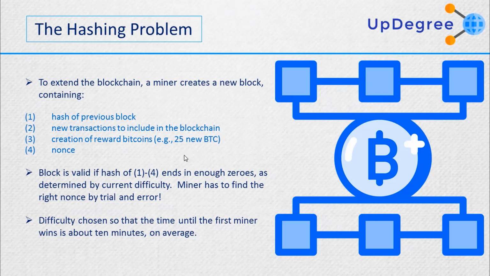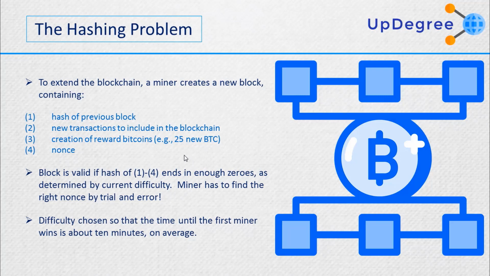We have seen this. To extend the blockchain, this entire process happens on the blockchain. A miner creates a new block containing the hash of the previous block, the new transactions to include in the blockchain, the creation of the reward Bitcoins, and a nonce. The block is valid only if the hash ends in enough zeros, as determined by the current difficulty. The miner has to find the right nonce by trial and error.